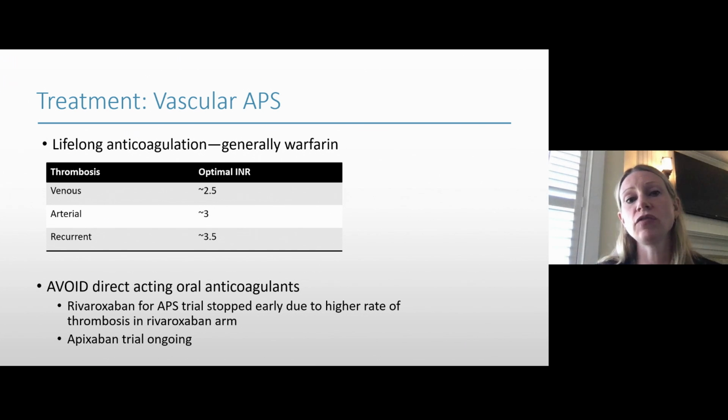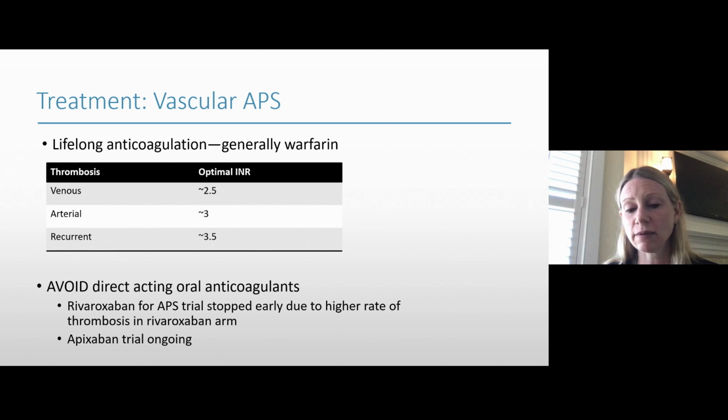So the treatment of vascular APS, so vascular antiphospholipid syndrome, is lifelong anticoagulation, generally with warfarin. And then the optimal INR goal for venous events is 2.5, so regular 2 to 3 kind of range. Arterial is at least 3, and recurrent is typically 3.5. Now, very importantly, direct-acting oral anticoagulants should absolutely be avoided in the treatment of antiphospholipid syndrome.